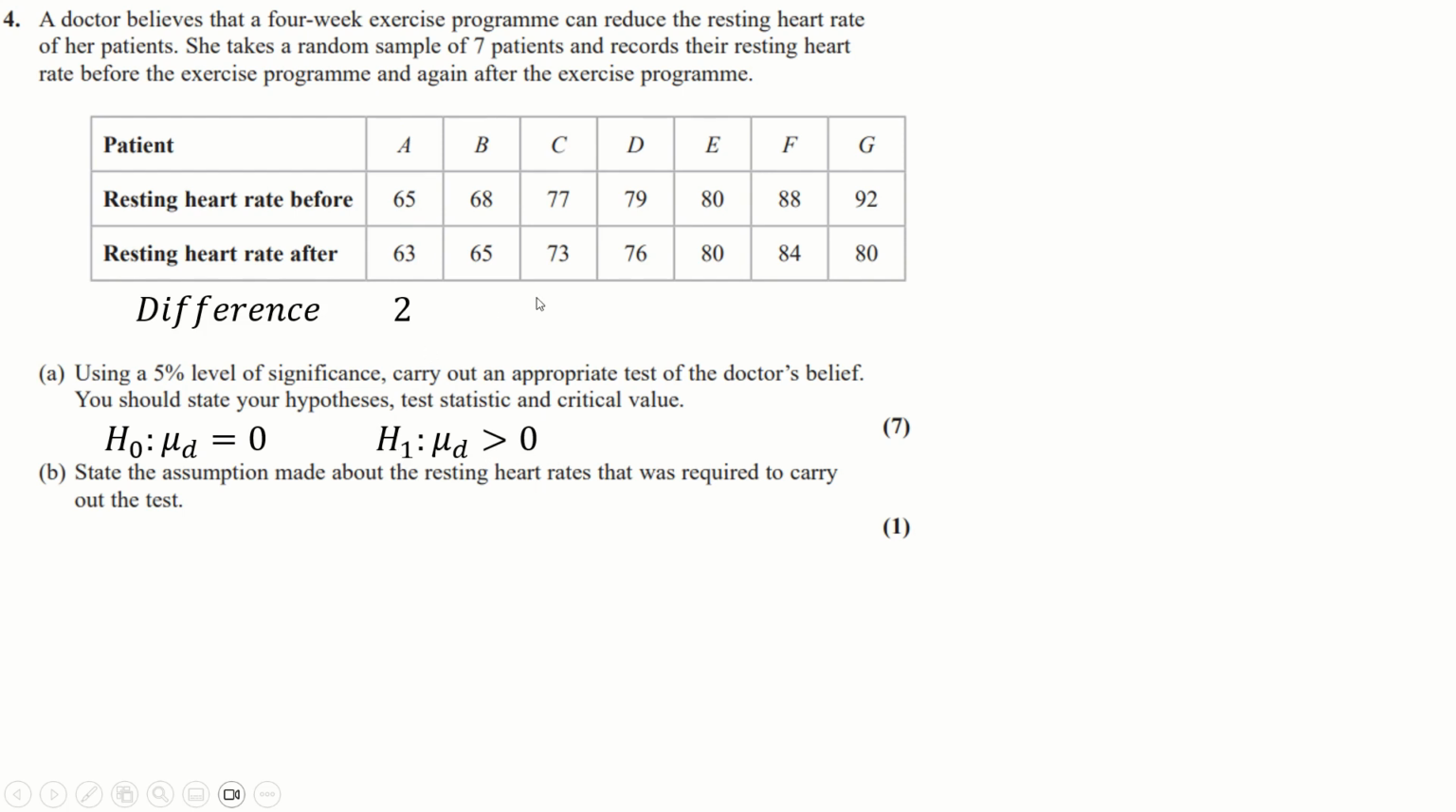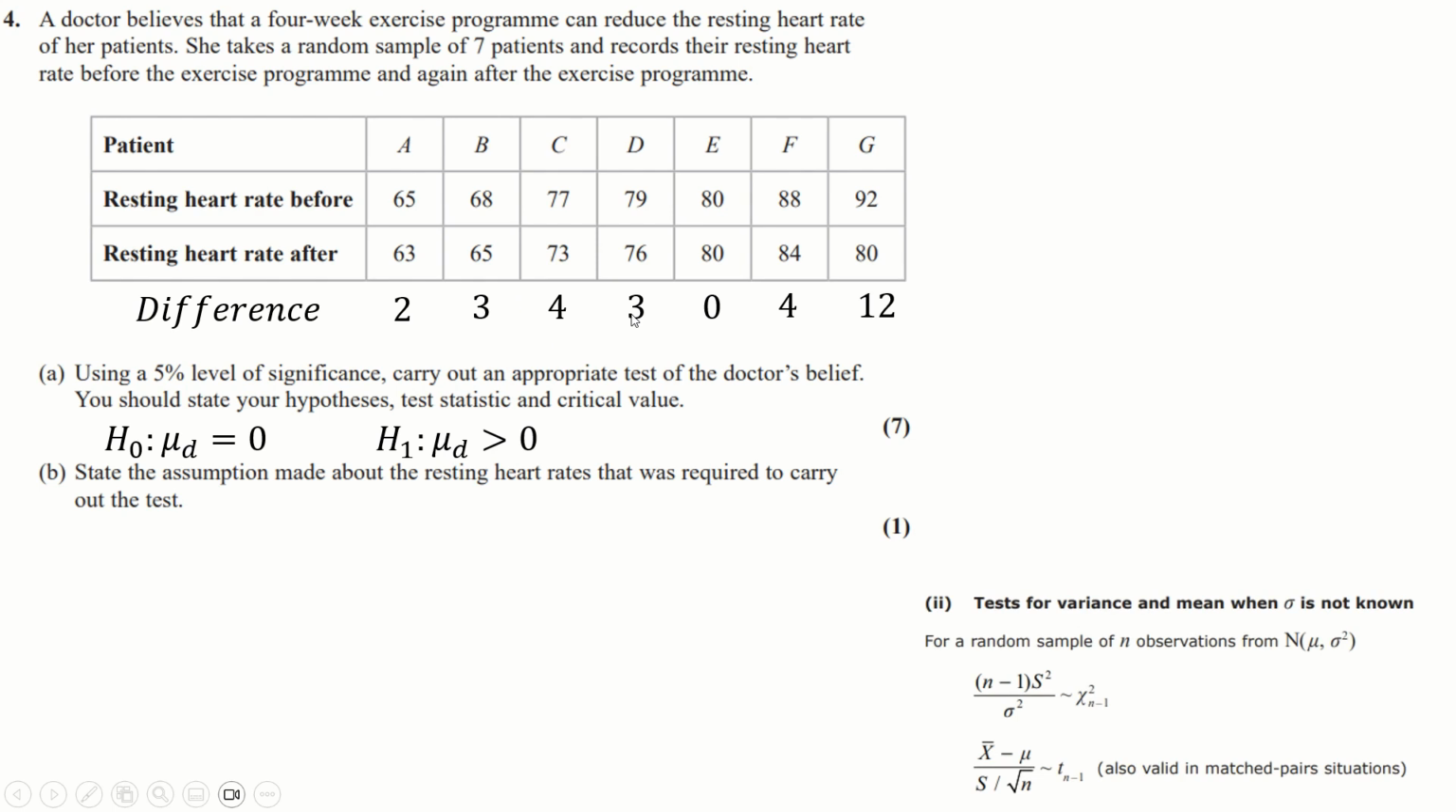So let's work out all the differences then. We've got all these. Just by doing some taking away, we get all this. This looks a bit like an outlier, but they never ask about it, so it doesn't really matter. Of course, we can look in the formula book here, and this looks appropriate. Test for variance and mean when sigma is not known, and it's a test for the mean, so that's good.